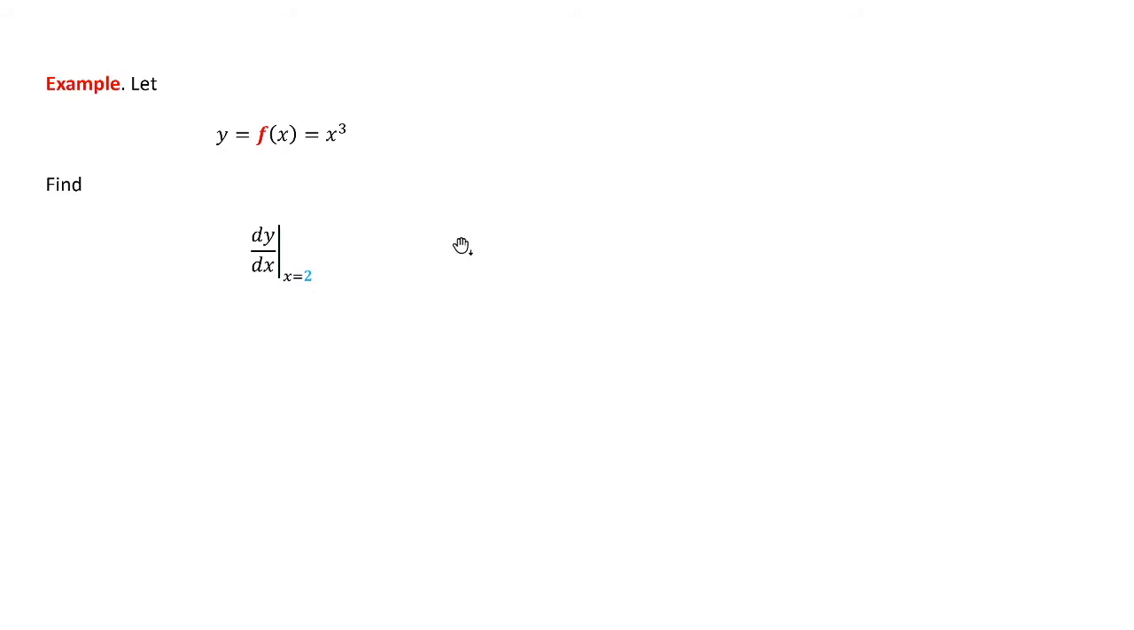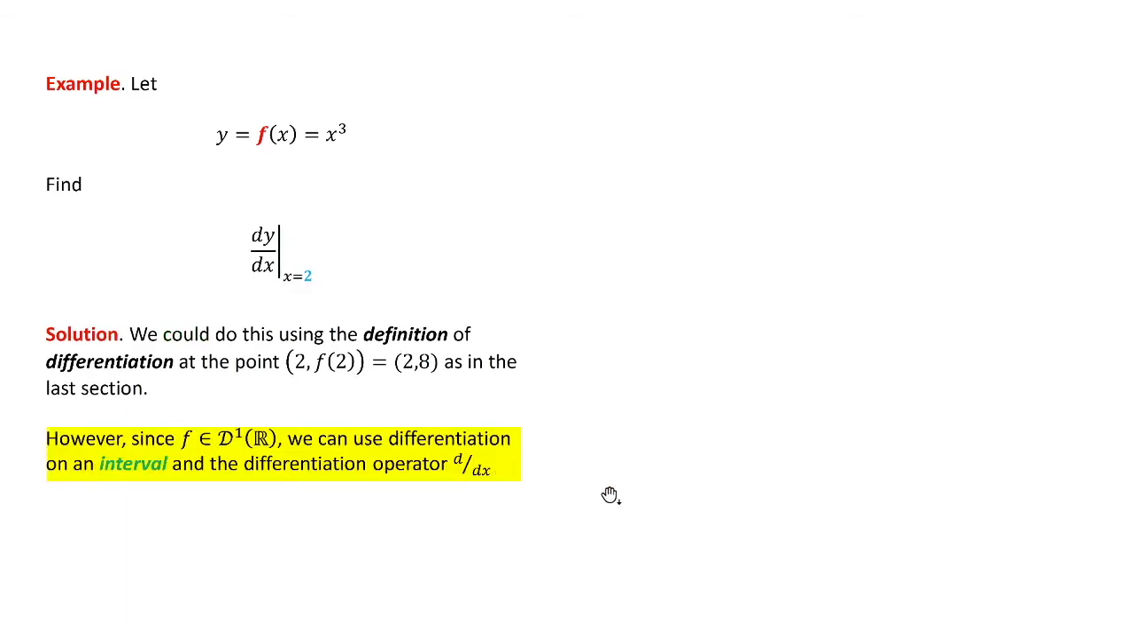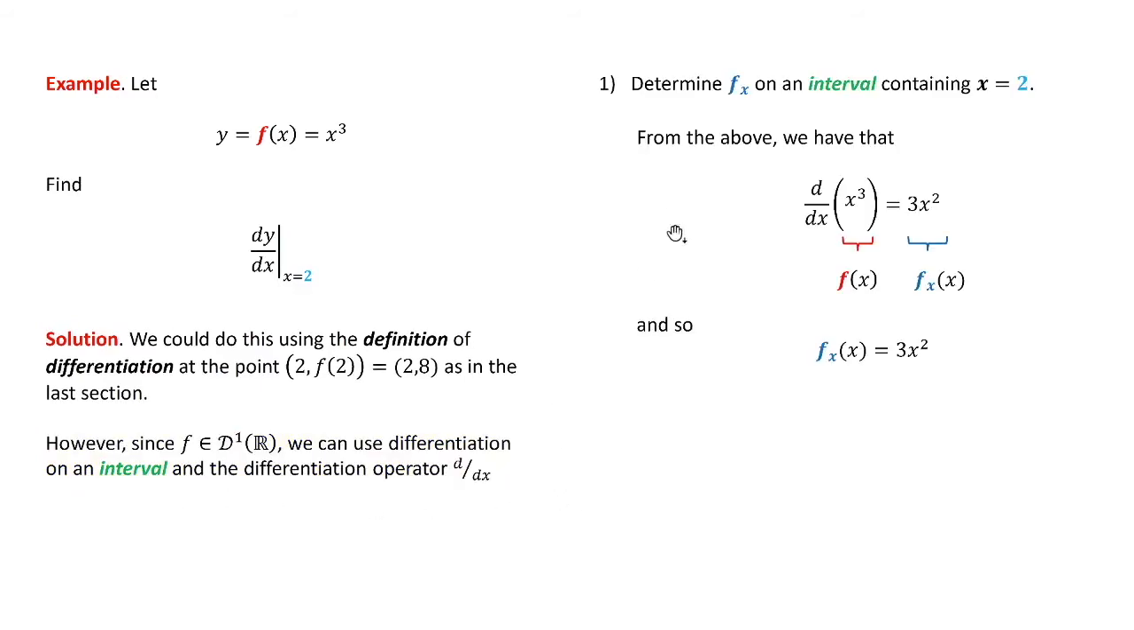So again, here's a particular example. And we want the slope of the tangent line at this specific number, at a point. Okay? Now we could do this using the definition of the derivative at this point. We could do it like the last section. But let's go a little high speed now. This function is differentiable. So we'll use differentiation on the interval. Yeah, I mean, that's just the key, right? It has to be differentiable. We're not talking about a point. You have to be differentiable to the left and the right. So let's do it. Determine f'(x) on the interval, right?